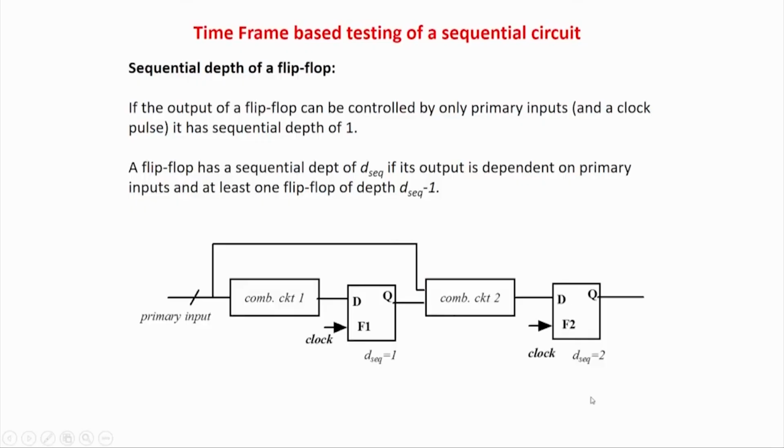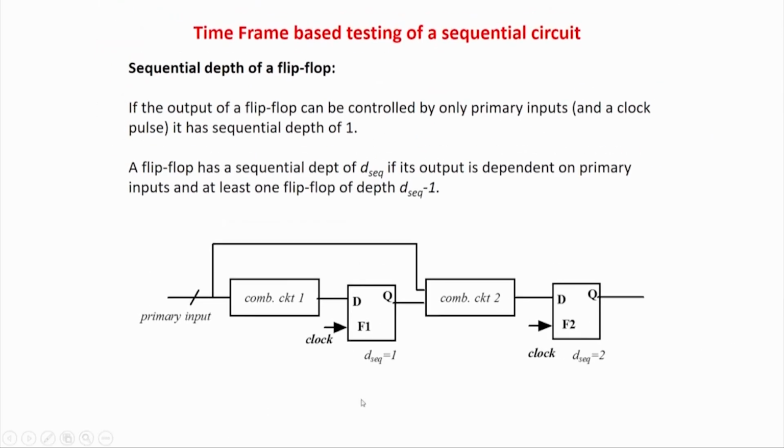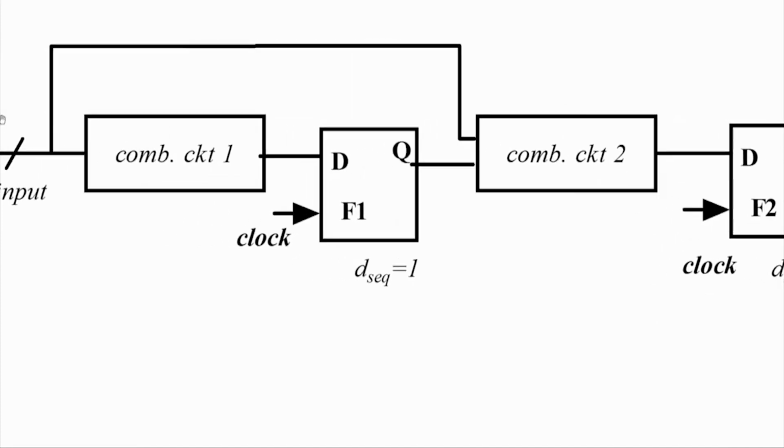So first let us look at some definitions. First is the sequential depth of a flip flop. Suppose there is a flip flop and a combinational circuit, and this is the primary input. How many flip flops are there in the path between the primary input and this flip flop? In other words, there is a flip flop like this, some combinational circuit, and a primary input. Is there any flip flop in between this flip flop and the primary input? If there is none, this will be level 1. Now again, if I zoom in here, you will see there is another flip flop and another combinational circuit, and the primary input is here.